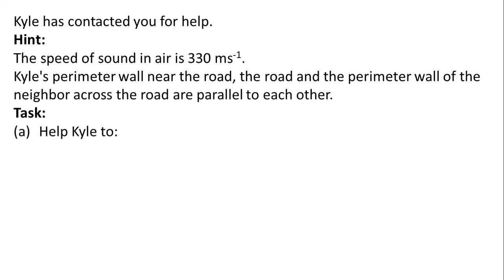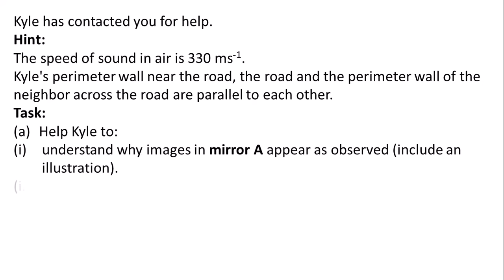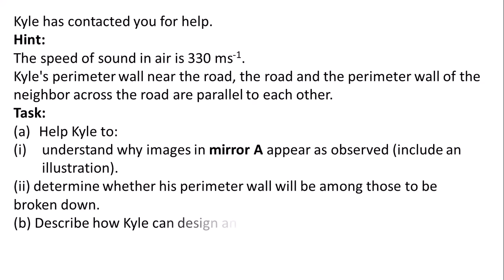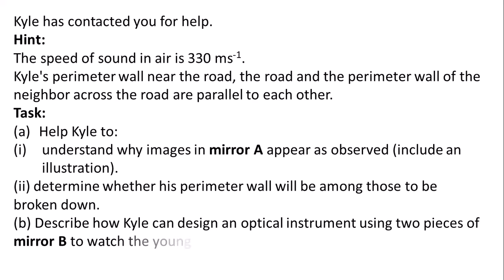Task A. Help Kyle. 2. I. Understand why images in Mirror A appear as observed. Include an illustration. II. Determine whether his perimeter wall will be among those to be broken down. B. Describe how Kyle can design an optical instrument using 2 pieces of Mirror B to watch the young men closely. Include an illustration.